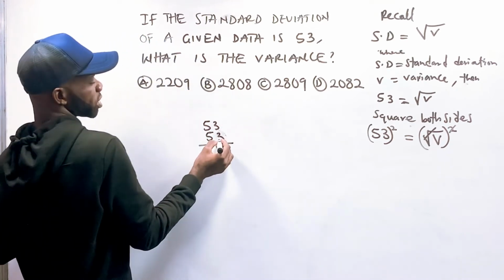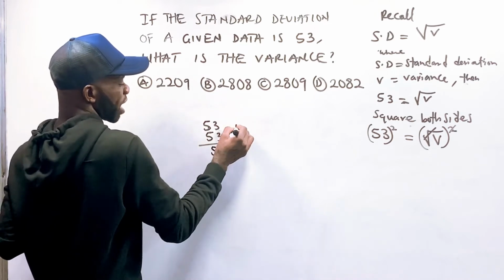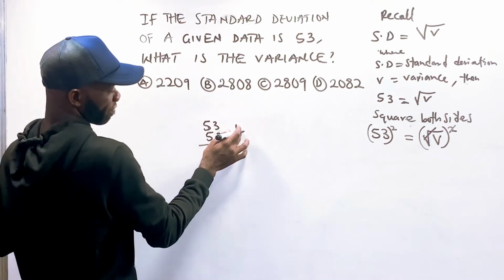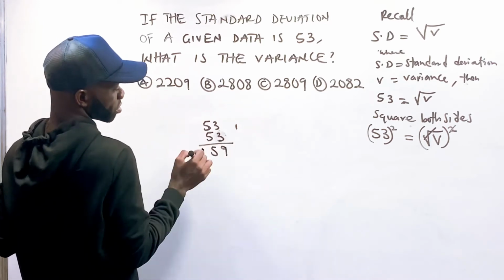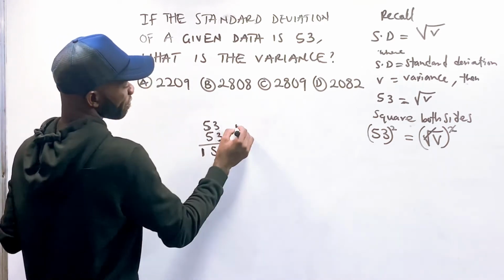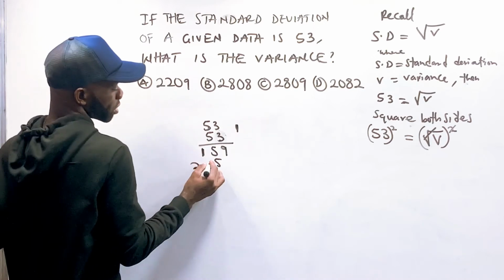Mathematically, we go with 3 against 3, that's 9. 3 against 5 gives you 15. So we have 5, then 1 goes up here. 5 against 3 is 15. Okay, this comes in here. 5 against 3 gives you 15. 5 and then 1 goes up. 5 against 5 gives you 25 plus 1, that gives you 26.